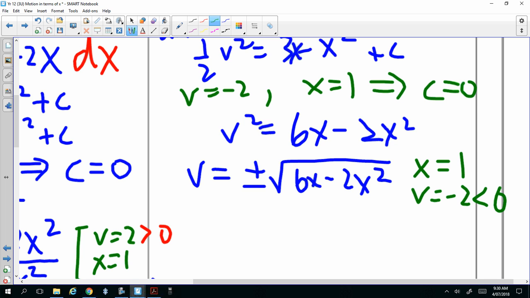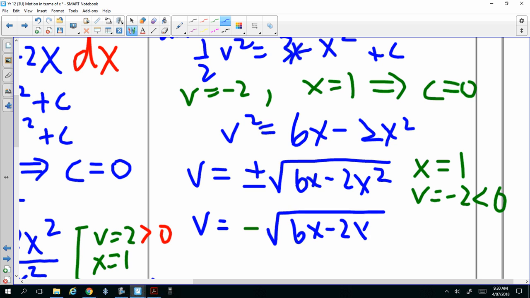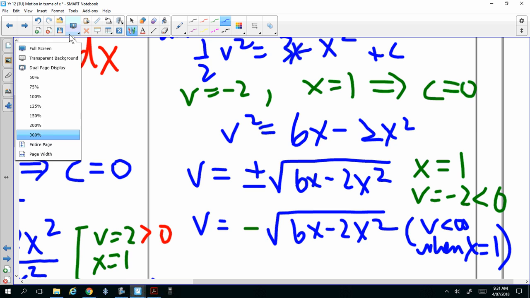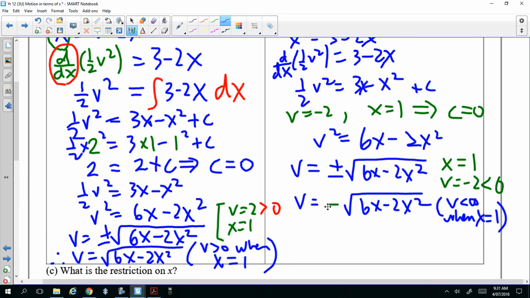Because v is negative when x is equal to 1. So see the difference in the condition, which leads to a slightly different formula: positive if your velocity is positive to begin with, or negative if your velocity is negative. Okay, so once you know this, we can look at this motion a bit further and understand it more deeply.